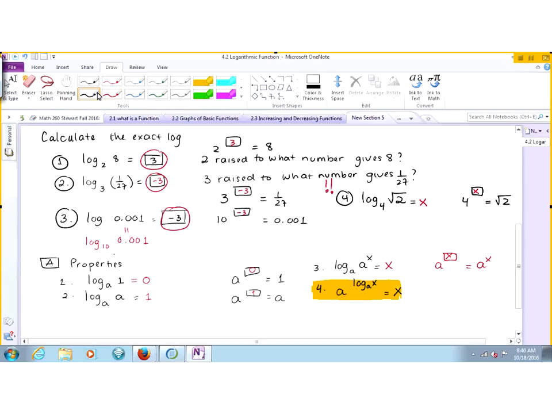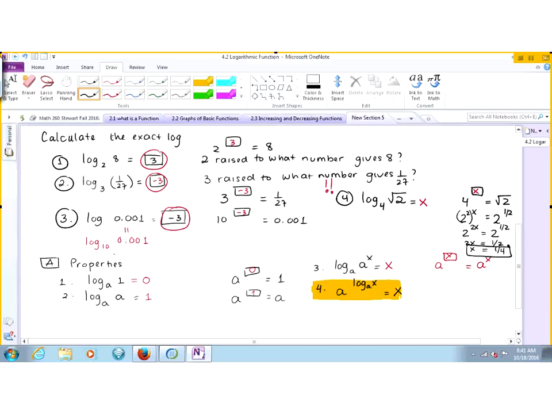4 raised to the x is equal to square root of 2. So what is square root of 2, by the way? Can we write it as 2 to the 1/2? Yes. This is 4 to the x. Can I write 4 so that the bases match? 2 squared raised to the x. Right? And what do I have here? 2 to the 2x is equal to 2 to the half. So 2x is equal to half. What is x?